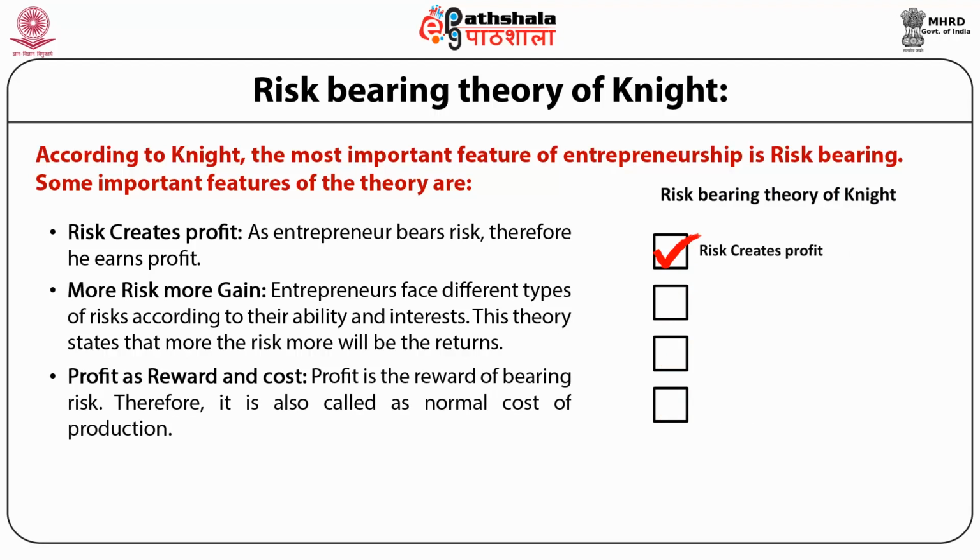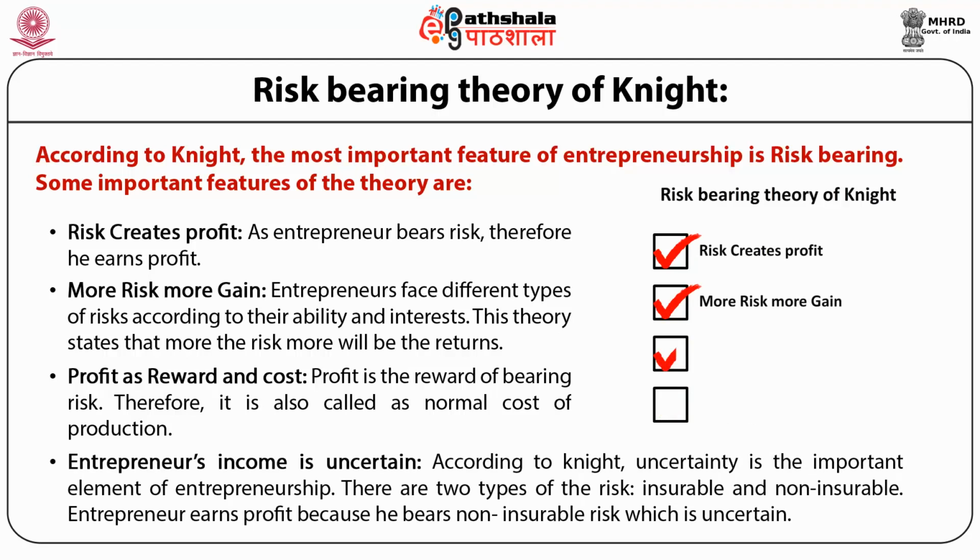Profits as reward and cost. Profit is the reward of bearing risk. Therefore, it is also called the normal cost of production. Entrepreneurs' income is uncertain. According to Knight, uncertainty is the important element of entrepreneurship. There are two types of risk: insurable and non-insurable. The entrepreneur earns profit because he bears non-insurable risk, which is uncertain.